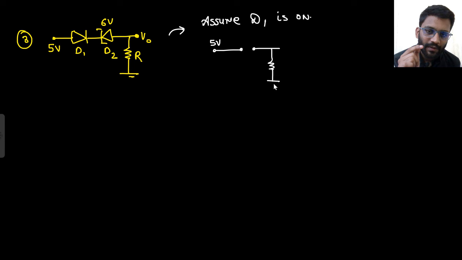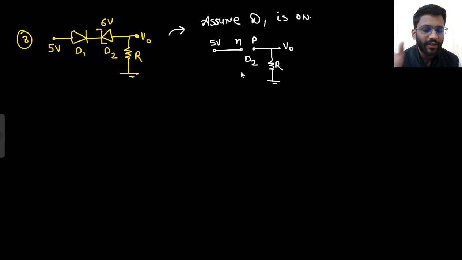This is resistance R. This is V0, that we don't care much about. This is N, this is P. For diode D2, you are having 5 volt in reverse bias, but it will not go into breakdown. Why? Because for breakdown, you need 6 volt. D2 is in reverse bias with 5 volt, but it will not go into breakdown because the breakdown voltage is 6 volt.